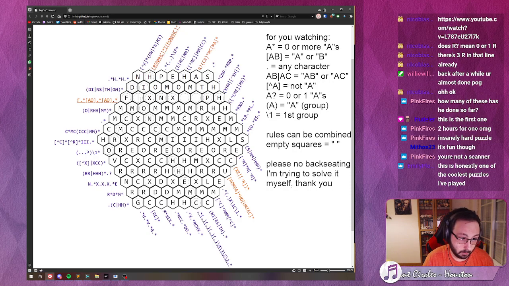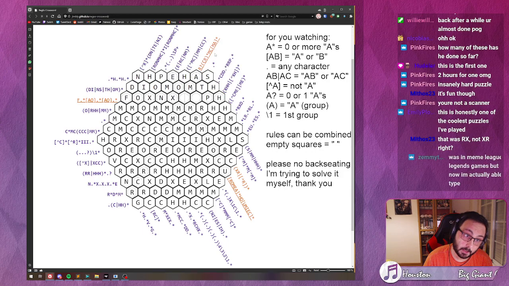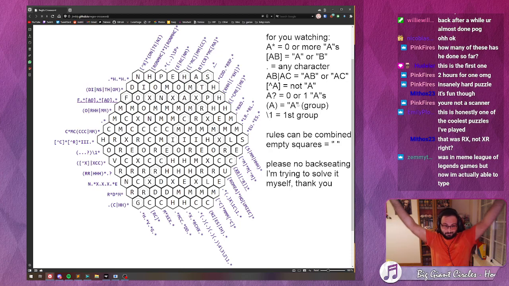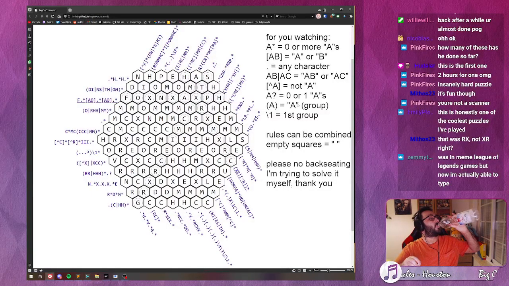Are there multiple solutions though? No. This one has to be O. And then RCR, MC, MA. And then X. He's done it! That's about 2 hours, yeah.